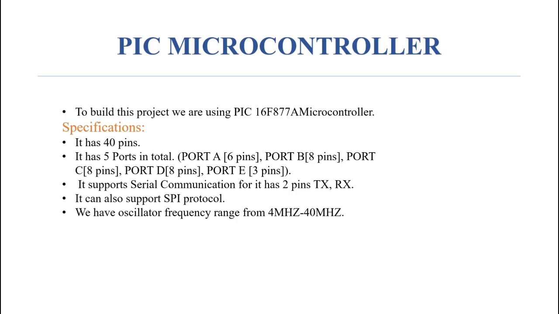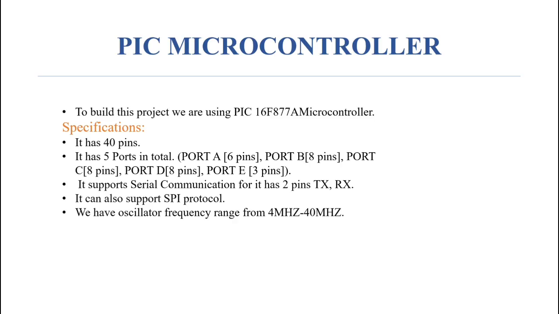In this slide we will see information about the PIC microcontroller. To build this project we use the PIC 16F877A microcontroller. We can see some specifications here. It has 40 pins. It has 5 ports in total: port A, port B, port C, port D, and port E. Port A has 6 pins. Port B, port C, and port D have 8 pins. Port E has 3 pins.